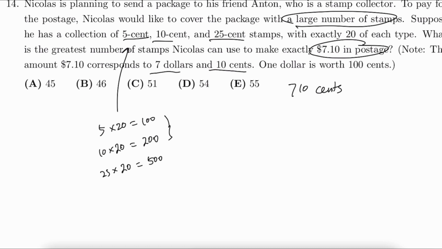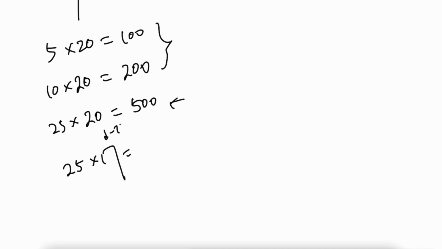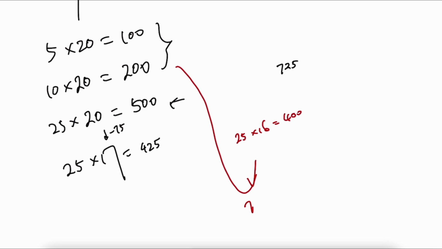So we are trying to use the smaller amounts because we want to get the most number of stamps, which means, okay, let's think about this. If we have 710 cents, let's take off 75 cents. That is, we now use 17 of these. No, you don't have to multiply this out. You just have to know this is minus 75. So that is 425 cents. Now we have a running total of 725 cents. Now let's think. If we remove a 25 cent over here, that becomes 25 times 16, which is 400 cents. That only gives us a total of 700 cents. And we don't have any more of the 5 and 10s, which means that over here, we actually have to keep that 17. So no 16, 17.